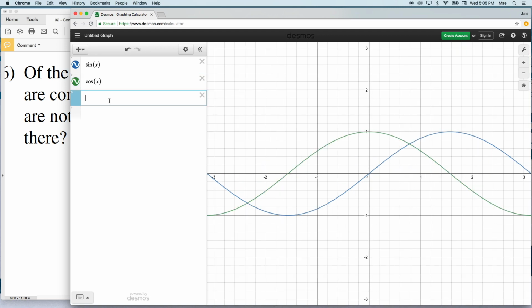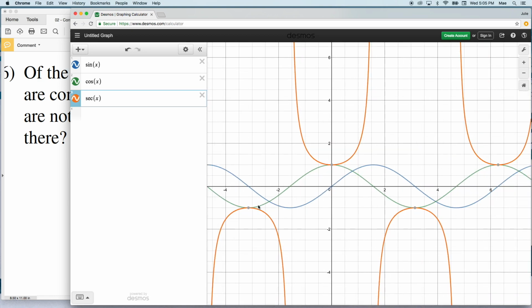Next, we'll look at the secant. And you can see that the secant of x is not continuous. It has essential discontinuities. Next, we'll look at the cosecant.